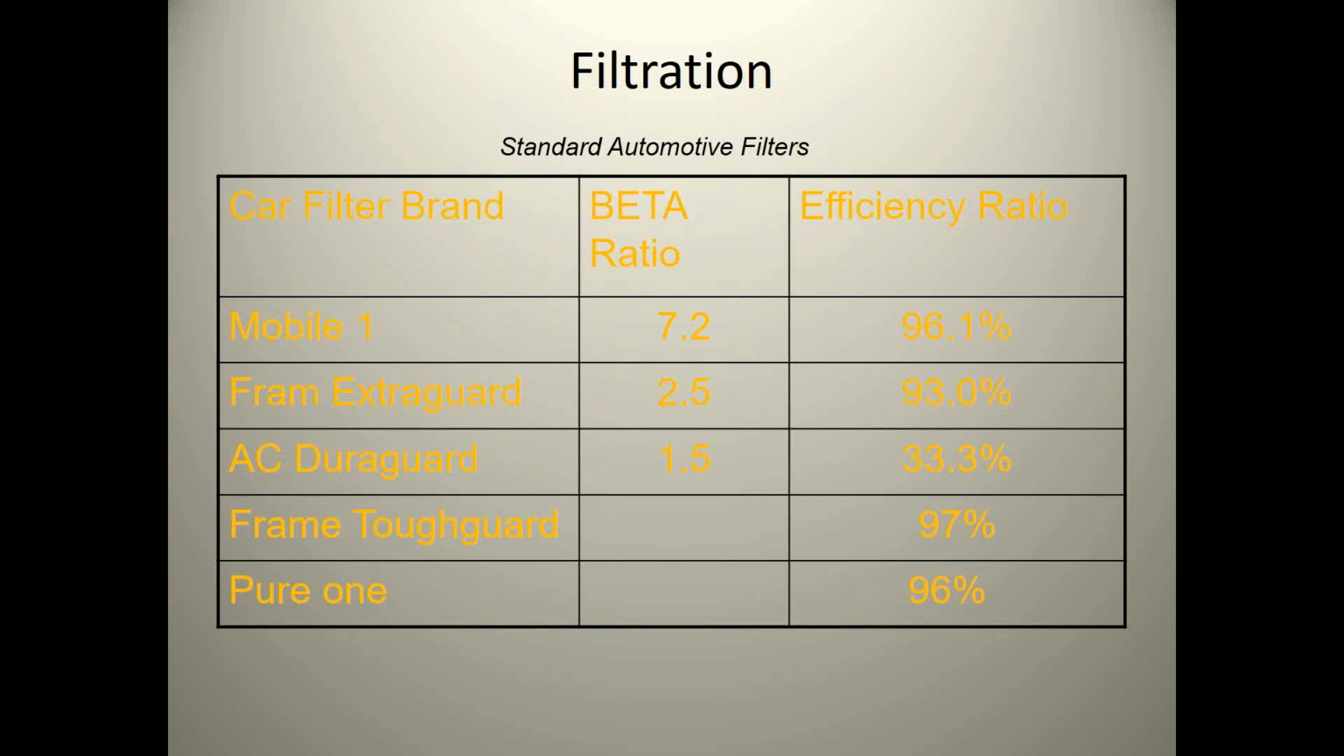But another example I want to talk about is your car filters. You can see the efficiency rating on some of the car filters that are out there for your automobiles or pickup trucks. A Mobil 1 filter is 96.1% efficient. You've got a Fram Extra Guard, which they sell, is 93. But this AC Delco DuraGuard and some of the cheaper Fram filters, like the one you buy in Walmart for $2.86, or the ones they use at the Jiffy Lubes when you go through, you can see their filter efficiency is about 33%. Here's a Fram Tough Guard that's 96.